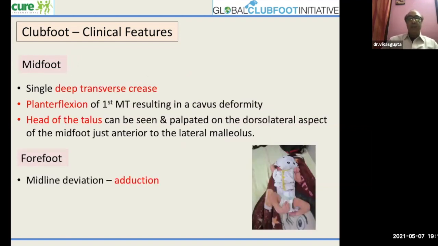In the midfoot, we have a deep transverse crease, similar to the posterior crease, and cavus deformity due to plantar flexion of the first metatarsal. An important thing, the head of the talus can be easily palpated on the dorsolateral aspect. Normally, you cannot palpate the head of the talus in a normal foot because it is covered by the navicular. But in a clubfoot, because the navicular is medially deviated, as I showed you, the head of the talus is easily palpable, and this is an important landmark for the Ponseti method because this is the fulcrum for correction. And you have a midline deviation, especially in the midfoot as well as in the forefoot, leading to what is known as adduction deformity.